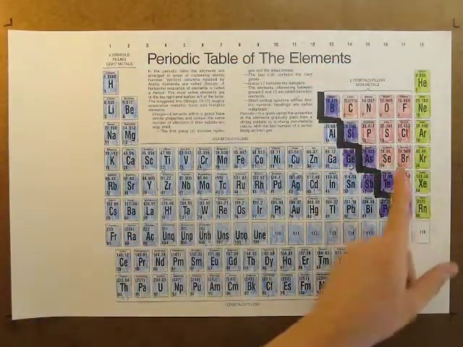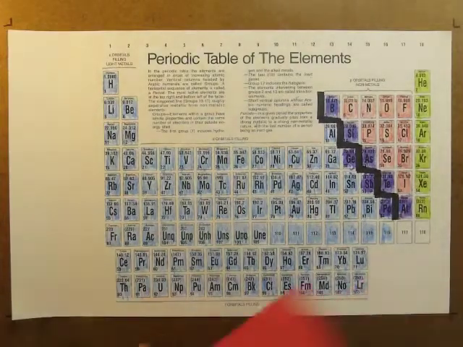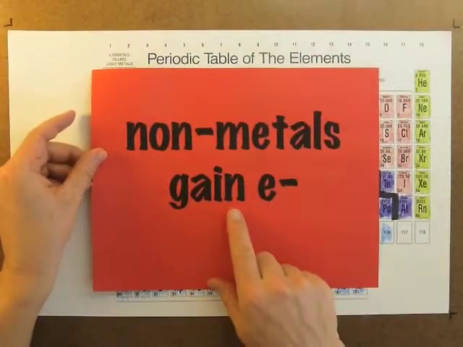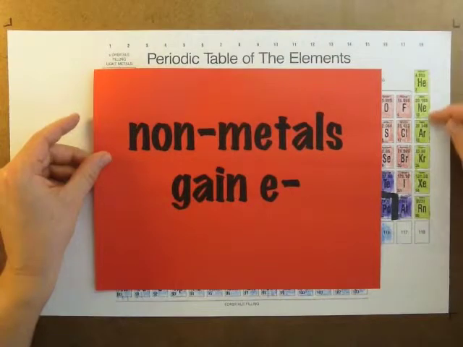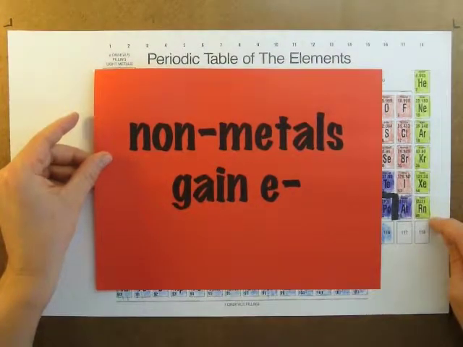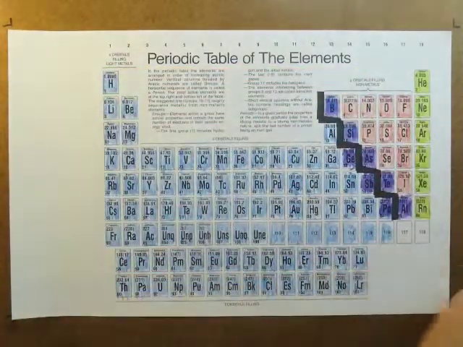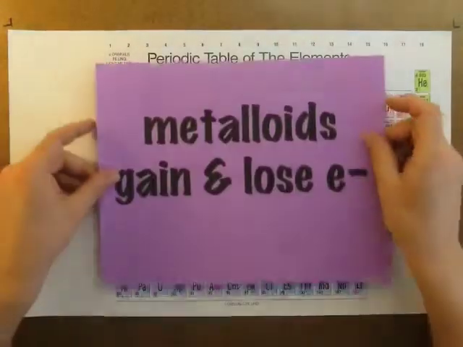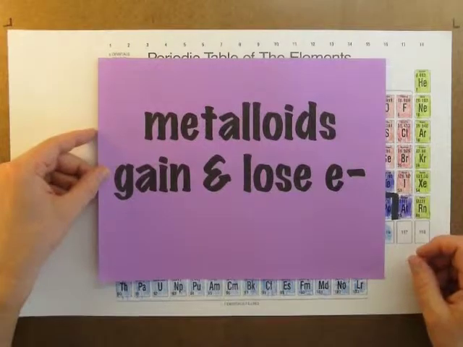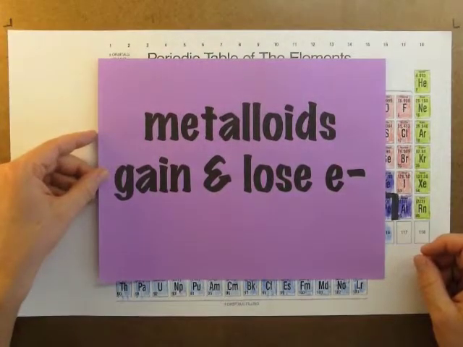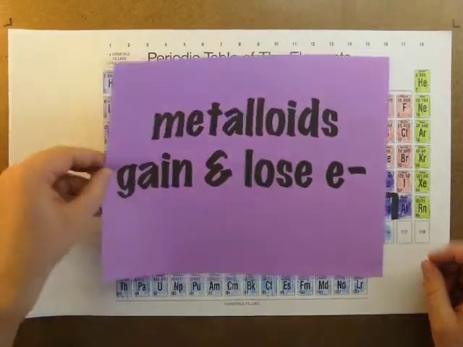The nonmetals, over on this side, do the opposite. Nonmetals react by gaining electrons. They'll gain electrons until they have 8 outer electrons like the noble gases and become stable. Metalloids, the ones on the boundary, do both. They can gain or they can lose electrons depending on who it is they're reacting with.